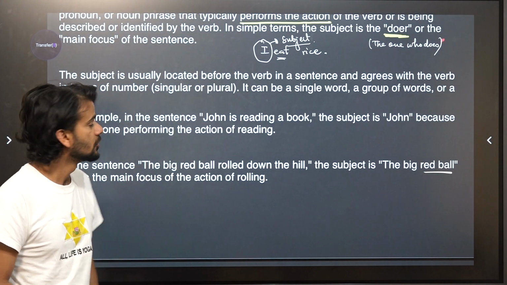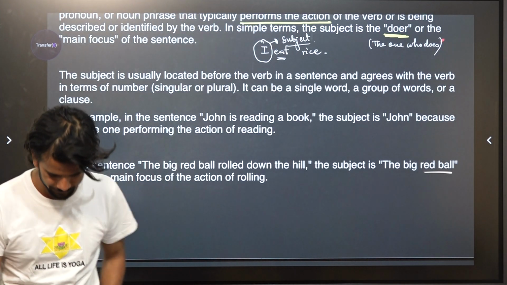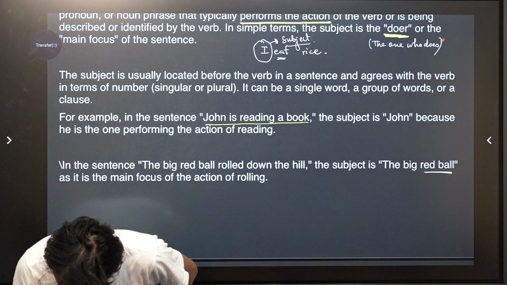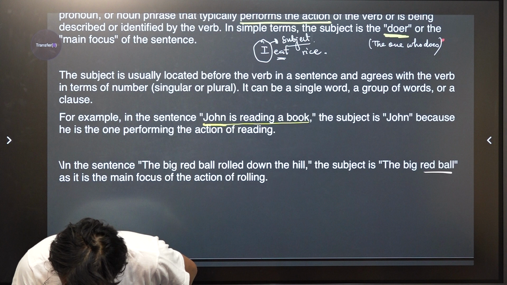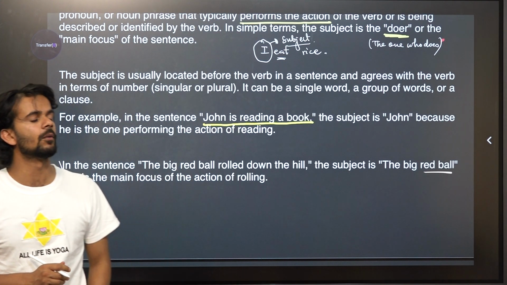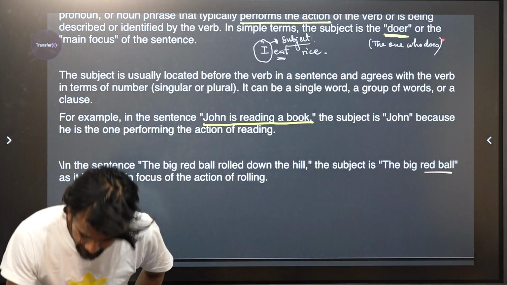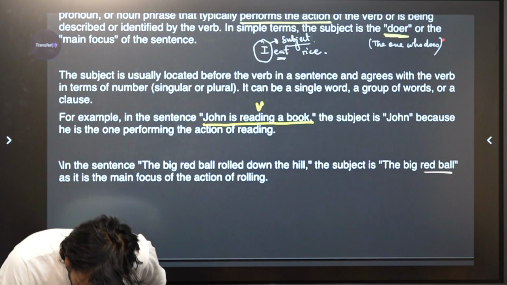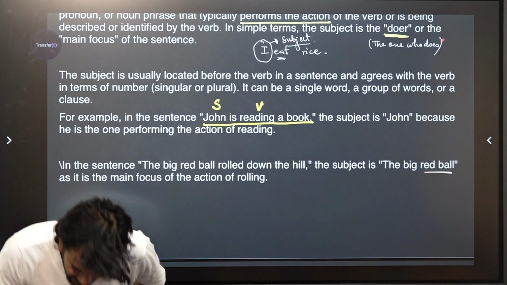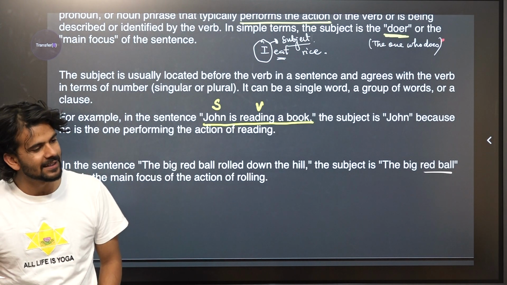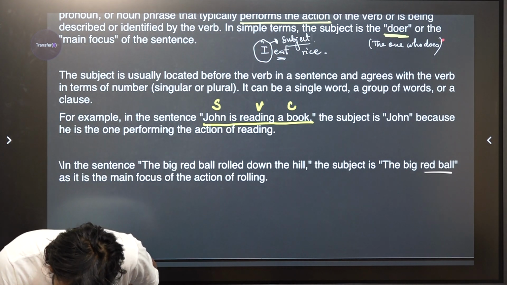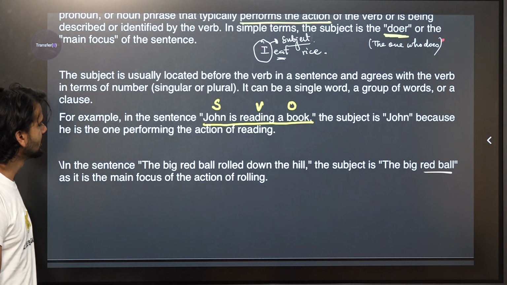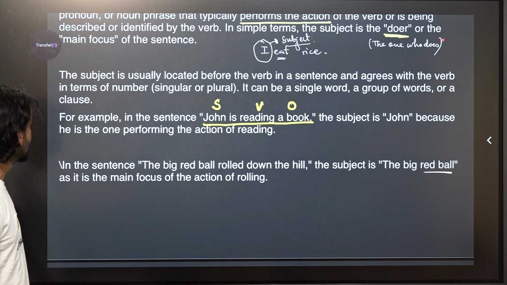For example, here, John is reading a book. What's the subject? What's the verb? Reading, verb. Who is doing it? John. John is doing it, subject. And what is John reading? Book. And that's the object. Subject, verb, object, right?